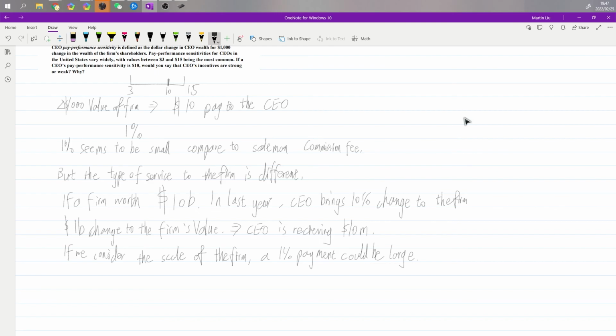The key point of this question is that 1% is not small if you consider the scale of the firm. And why is it giving 1%? Because the firm wants to motivate the CEO to work for the best of the firm.